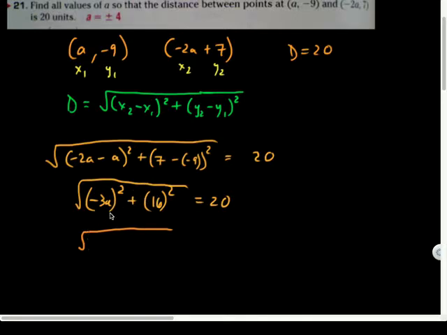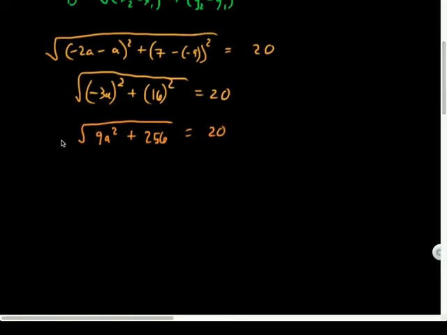So let's see, negative 3a all squared, that's going to be 9a squared, plus, let's see, 16 squared. Oh, man, I don't remember what that one is. Is that 256? What is it going to be? 256, yeah. Equals 20.